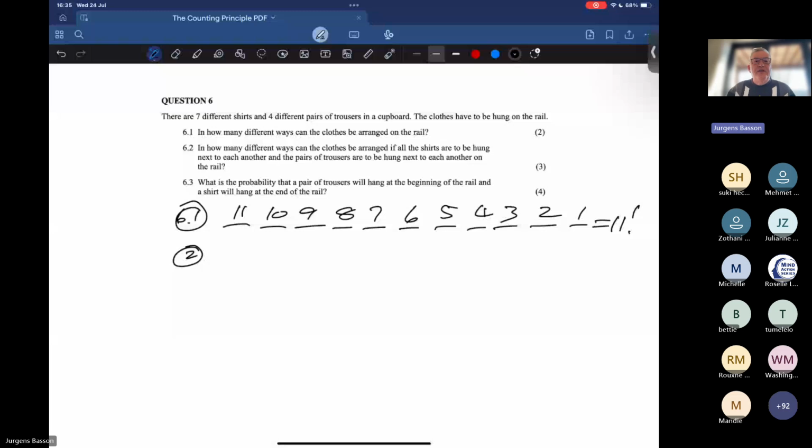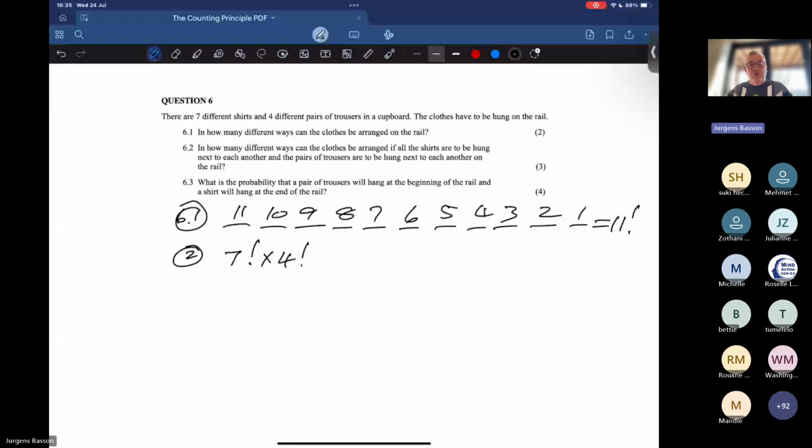Shirts together, trousers together. Now shirts, there's 7. Just pretend this hand represents 7. And there are 4 pairs of trousers. So we've got 7 shirts, which is 7 factorial, times the 4 trousers, 4 factorial. So 7 factorial times 4 factorial. But I hope you agree with me, that is not the final answer.